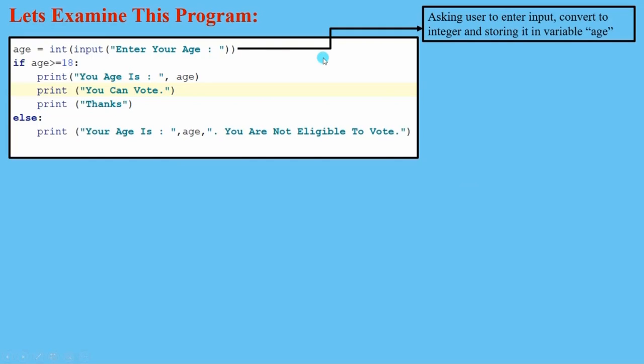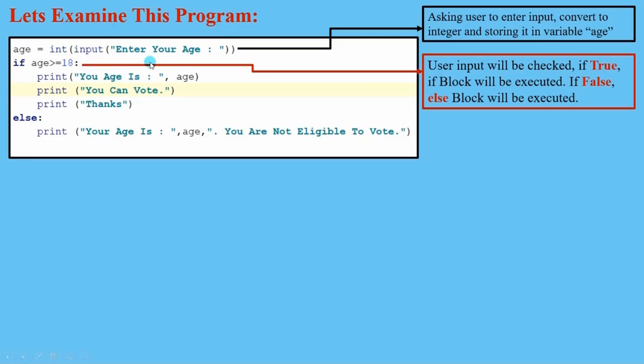First, the Python engine will ask for a user input with the prompt enter your age, and then the string will be converted into an integer by using the int command. Next, it will check the if condition, whether the variable age is greater than or equal to 18. If it is greater than or equal to 18, then the if block will be executed. If it is false, then the engine will execute the else block.